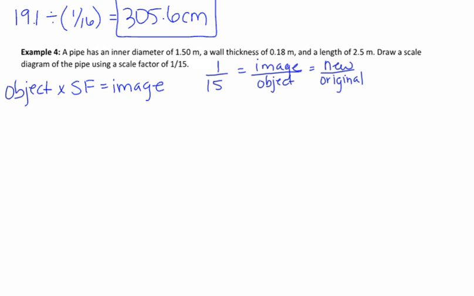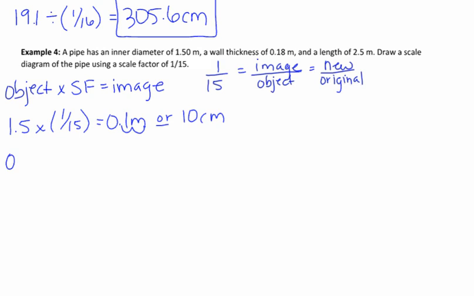We need to scale this, so we need to find our image based on our original given. So 1.5 times 1 over 15, and my scale factor again, 1.5 meters. Since my scale factor is less than 1, I should be shrinking. I should get a very small decimal here when I multiply by 1 over 15. I get 0.1 meters, or 10 centimeters. I know there's 100 centimeters in a meter, so if I move my decimal 2 places to the right, I'd get 10 centimeters.